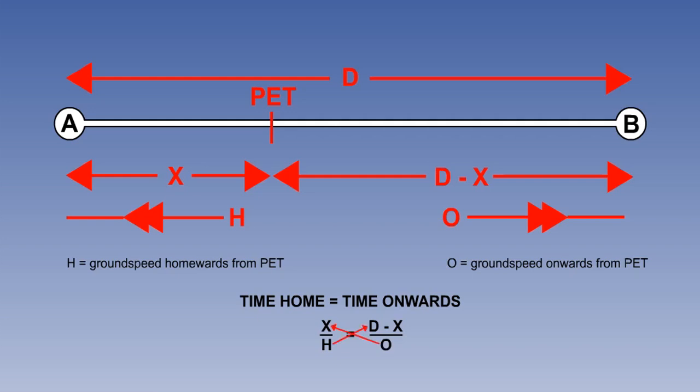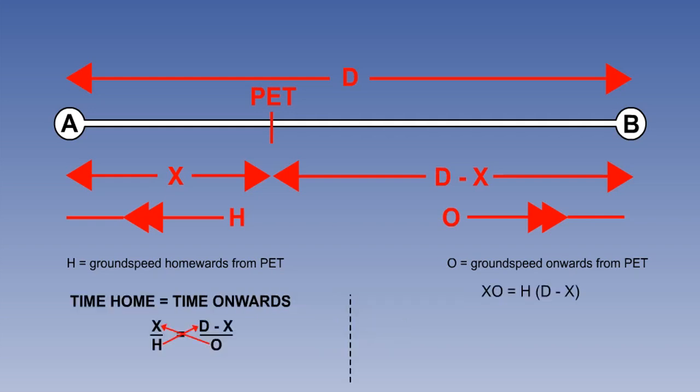We are trying to find x, so we need to isolate it on one side of the equation. We start by cross-multiplying. This gives us xO equals h, open brackets, d minus x, close brackets. Multiplying out, we get xO equals dh minus xh. We now need to get the term xh onto the left-hand side of the equation. So we bring it across, changing the sign as we do so. This gives us xO plus xh equals dh.